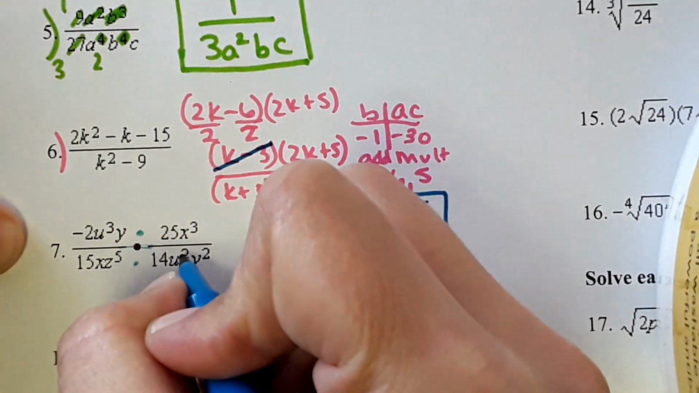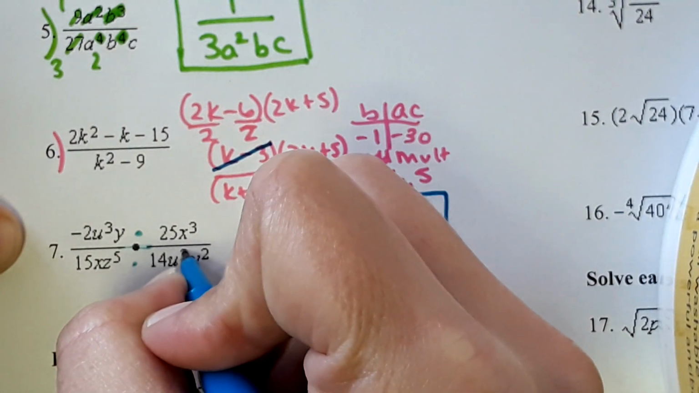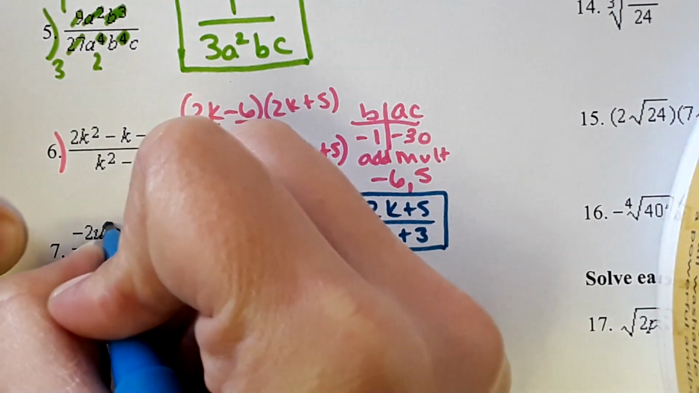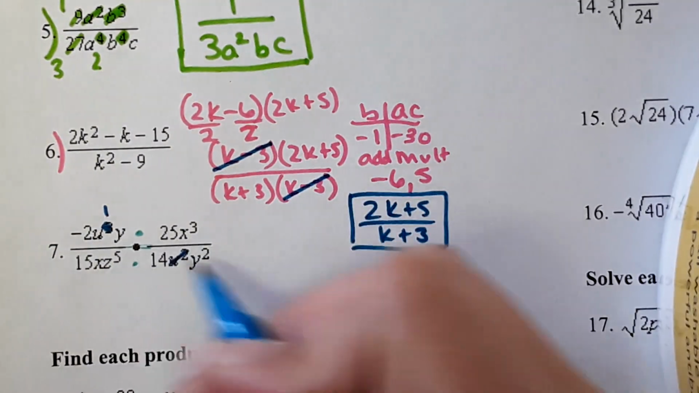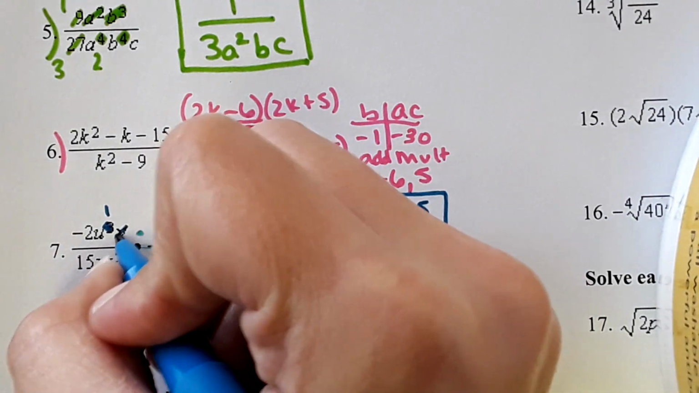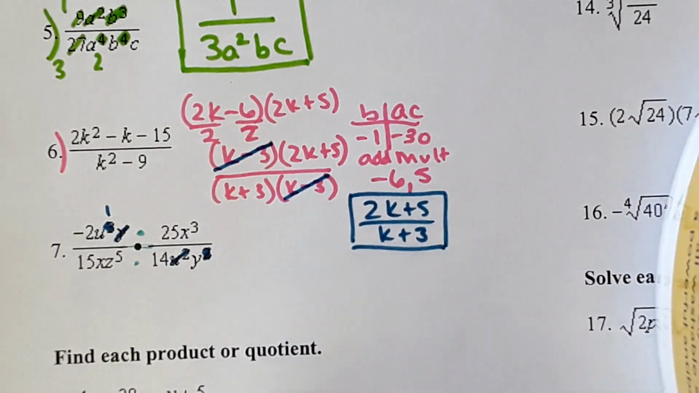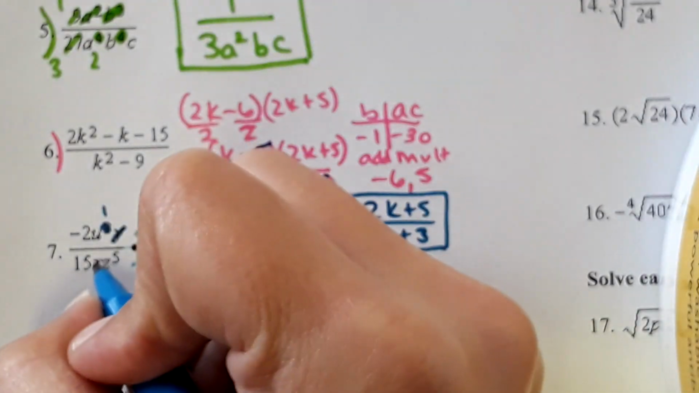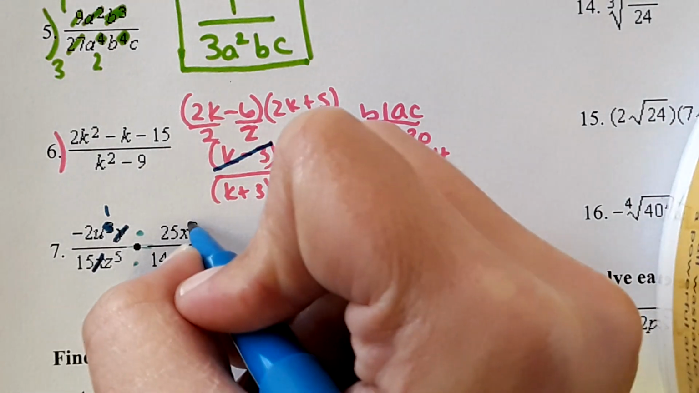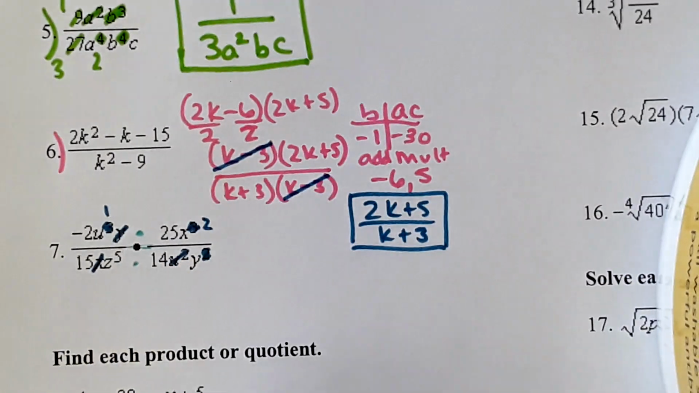So let's see. These two u's would cancel, and we'd be left with one u right here. The y and y squared, this y would cancel, and we'd be left with one y right there. The x's here, this x would cancel, leaving only two x's up here.